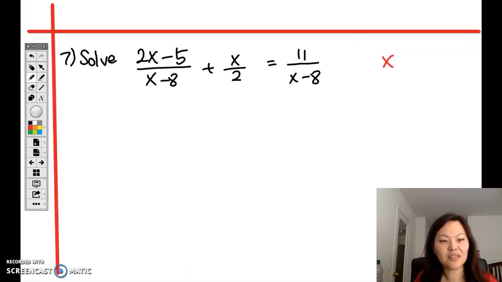Let's move on to number 7. We have to solve this. And the answer for question number 7 was x equals negative 4. So again, it's the same thing, but we have what as our denominator? x minus 8, 2 x minus 8. So we're going to go ahead and multiply all of that, okay? So first I copy the equation.